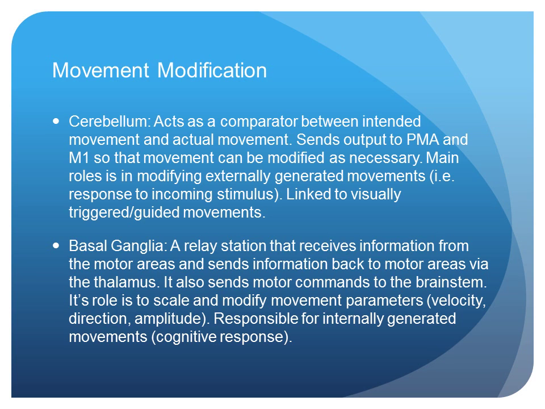And it's linked to visually triggered and guided movements, which weren't really the case here because we were blindfolded. Now, the other area is the basal ganglia, and it's a relay station, and it receives information from the motor areas and sends that information back to the motor areas via the thalamus, and then sends the motor commands through the brainstem onto motor units. Its role is to scale and modify parameters of movement. And it's responsible for internally generated movements such as cognitive processes, and this is more so involved in making a choice and less from reacting to a stimulus.